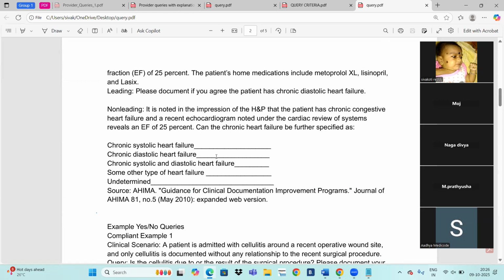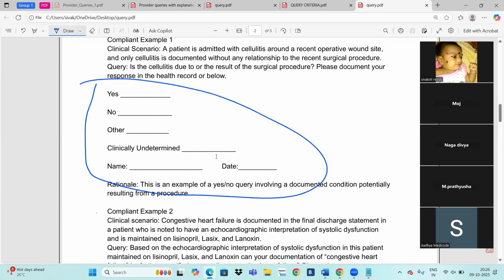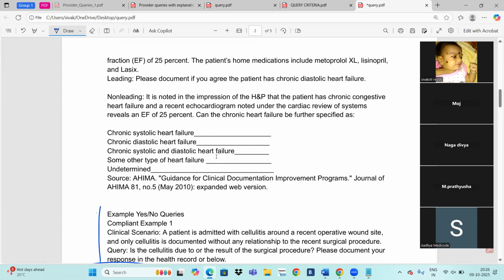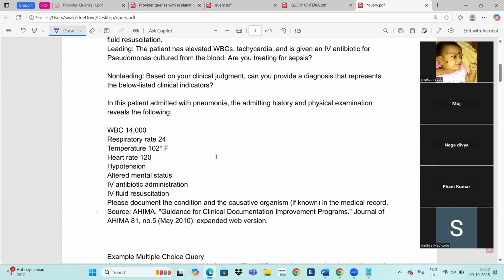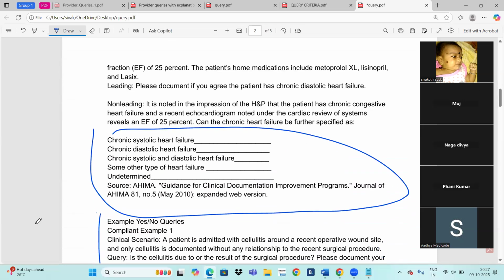Yes or no query, how we need to give the options like this. You need to raise your concern and options like this. Multiple choice like this. Free text, simple, we need to type our concern. Multiple choice means we need to provide unlimited options. All the suitable options we need to provide to the provider while raising a query.